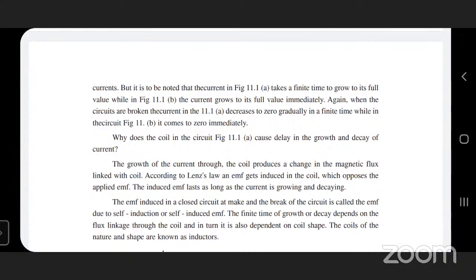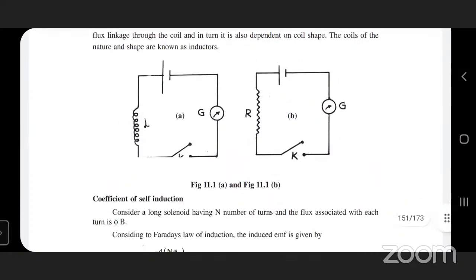Again, when the current is broken, the current in figure A decreases to zero gradually in a finite time, while the current in the other circuit comes to zero immediately. So when the key is opened, no current is offered. Slowly the current falls down in the case of figure A, whereas in figure B, it goes off immediately.